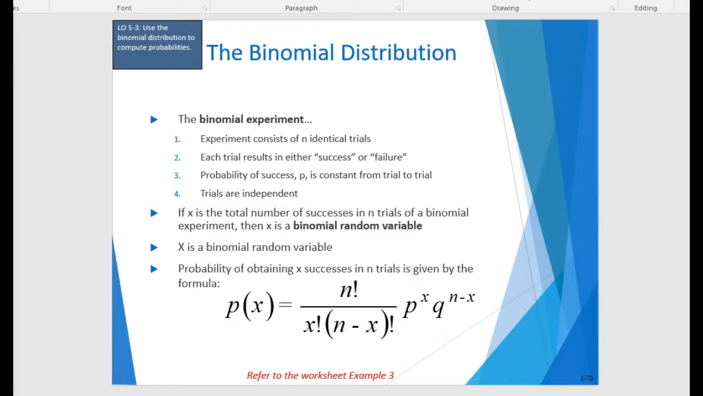Because that probability from one trial to another doesn't change, then we know that they're n independent trials.